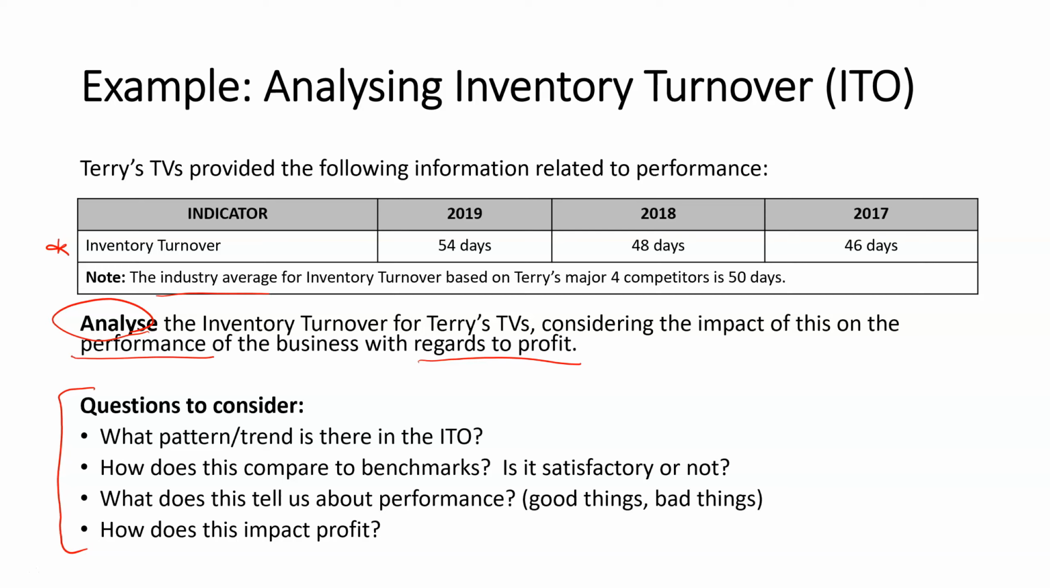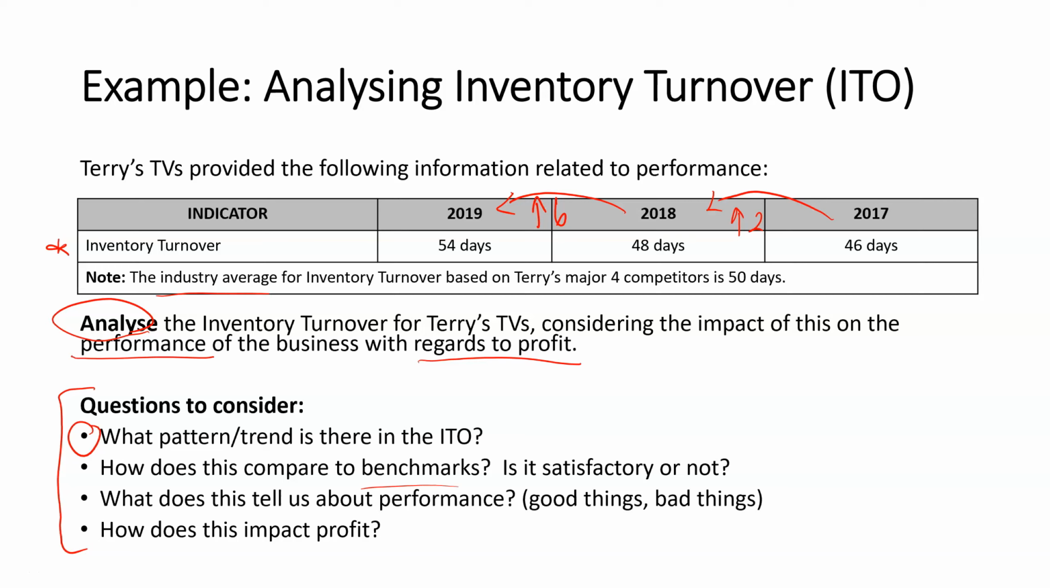So let's have a look at these 4 sub-questions. First question, what pattern or trend is there in the ITO, or the inventory turnover? So I need to have a look at what's been happening over time, and then potentially how that compares to things like benchmarks for the second part. So I'm going to have a look for a trend, and I can see that between 2017 and 2018 there was an increase of 2 days, and between 2018 and 2019 there was an increase of 6 days. So straight away I can see that it's taking us longer to be converting our inventory to sales.